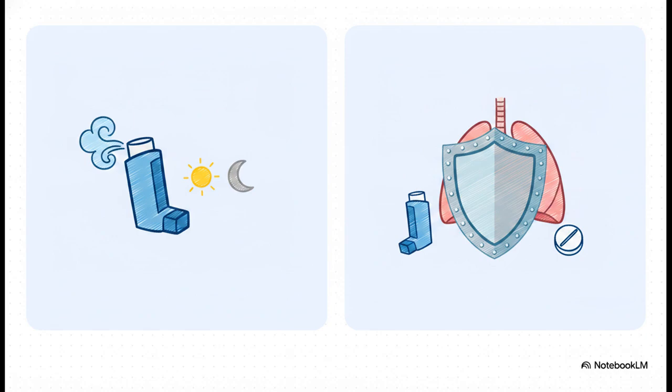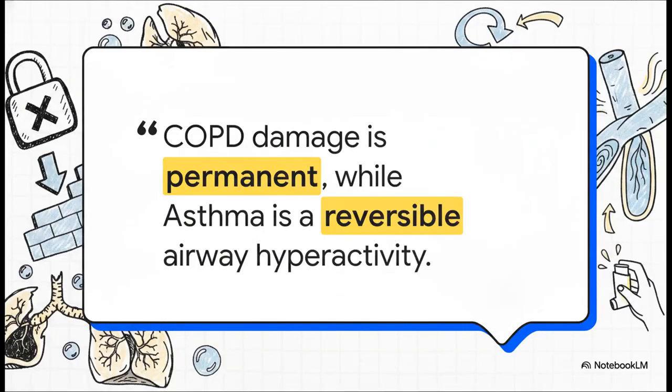To summarize everything we've quickly powered through today, I want you to remember this core distinction. COPD damage, that alveolar destruction, and the trapped air is permanent. It requires strict management to halt progression and control symptoms. Asthma, on the flip side, is a reversible airway hyperactivity. That is the fundamental difference that drives every single part of your diagnosis and your treatment plan.